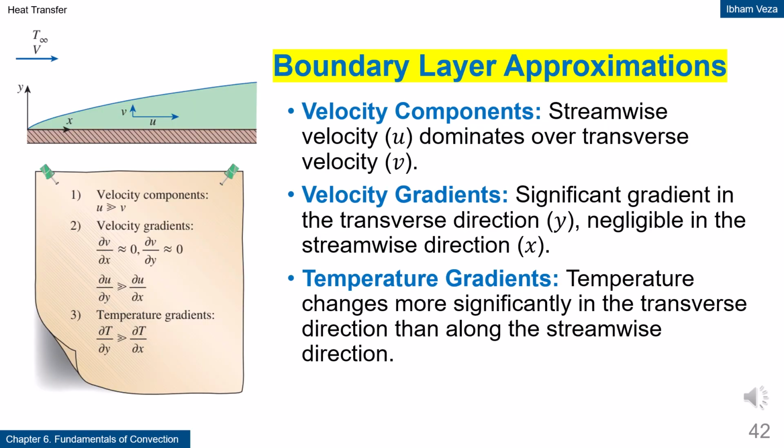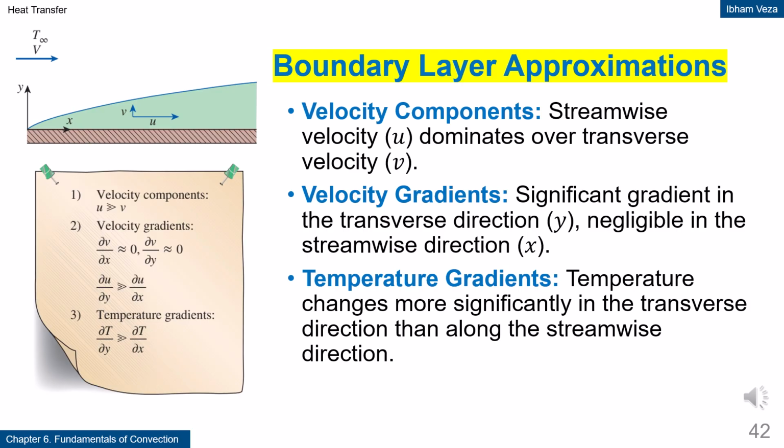Boundary layer approximations. In the boundary layer, the main velocity component is the streamwise velocity u, while the transverse component, v, is much smaller. The most significant velocity and temperature gradients occur in the direction normal to the surface. In contrast, variations in the streamwise direction are relatively small and can often be neglected.